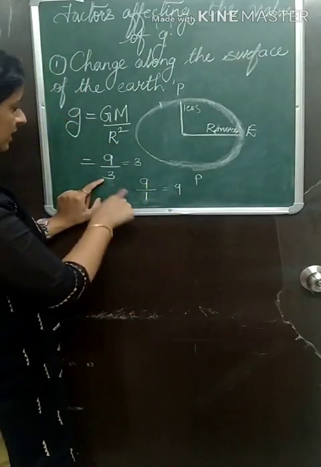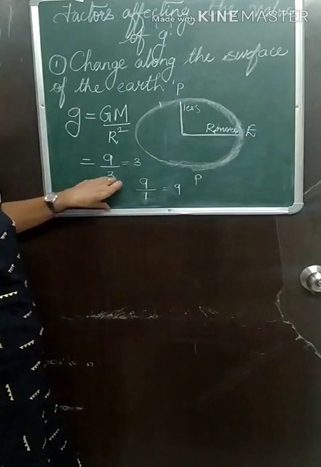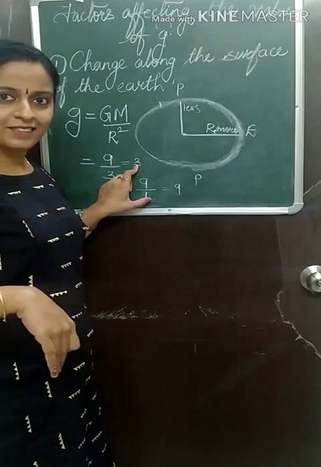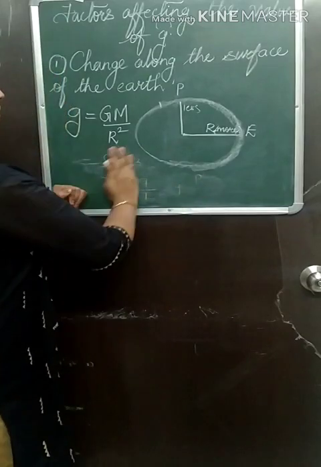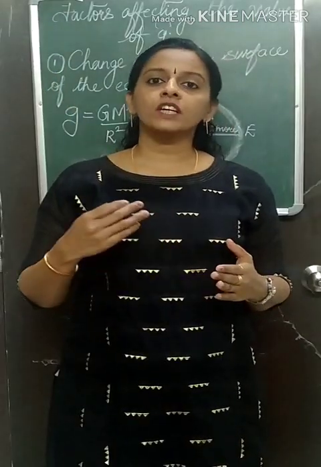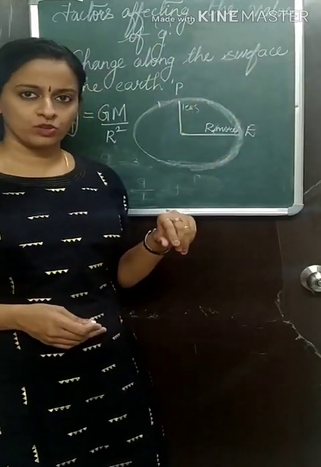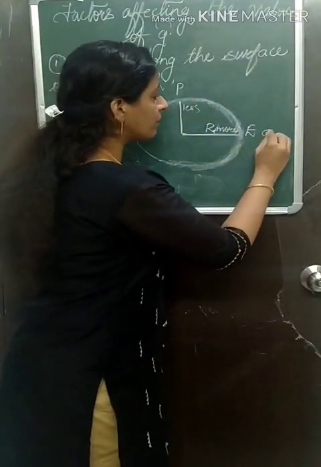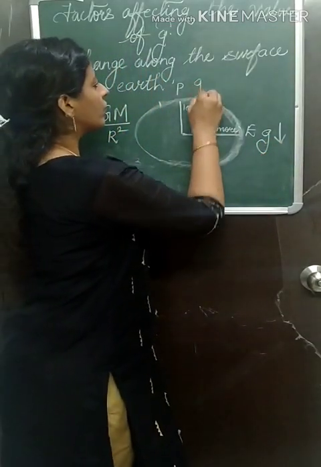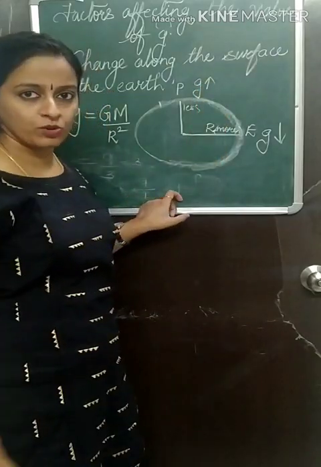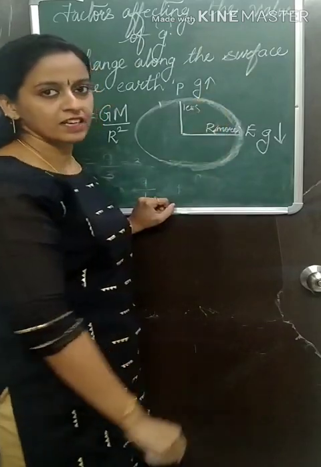So as the radius increases, what has the value of G become? As the radius increases, the value of G became less. Understood? Okay. So with an example I showed you. The radius of the earth is highest at the equator and it is least at the poles. So the value of G decreases at the equator and becomes the highest at the poles. The value of G is least at the equator and highest at the poles.